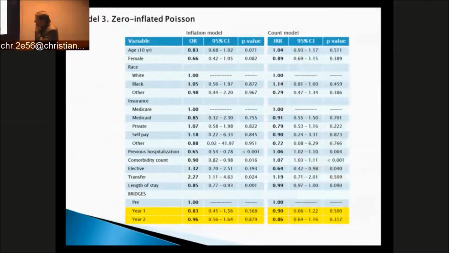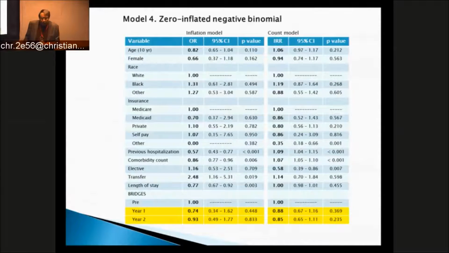So here's the zero-inflated Poisson model. So this is the inflation model. So remember, this is 0 versus non-zero. So this is actually an odds ratio. And this is the count model part of it, where we have a rate ratio. So if we focus here, remember that this count model is including the zeros. So we get about the same estimates of our rate ratio that we did for the others, but it's still not statistically significant. And then this is the zero-inflated negative binomial model. And again, it's pretty similar as far as the count model part of it goes.